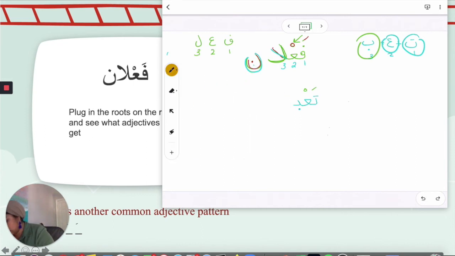Oops, wrong color. And a noon. What word do we get? Ta'aban. Ta'aban means tired. It's an adjective for tired. If I say ana ta'aban, I'm tired. That's an adjective. So this right here was the root of the word, al-jadar. This was al-wazn, the pattern. And then this is the word, al-kalima.